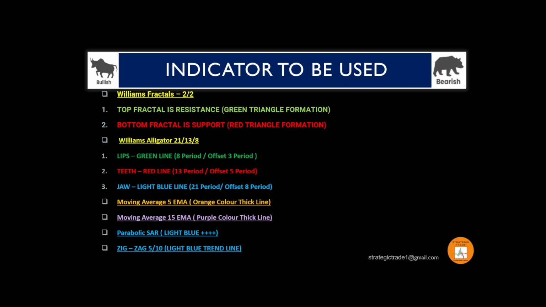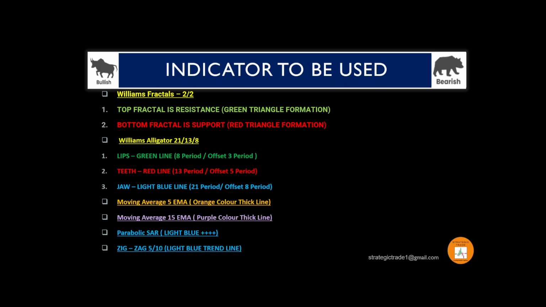And the teeth is a red line. The red line is a 13 period moving average, which is created automatically, and the offset will be 5. Again, the jaw is the 21 period moving average. Whatever colors I have given, the same colors will be displayed in the chart: the lip in green, the teeth in red, and the jaw in blue.